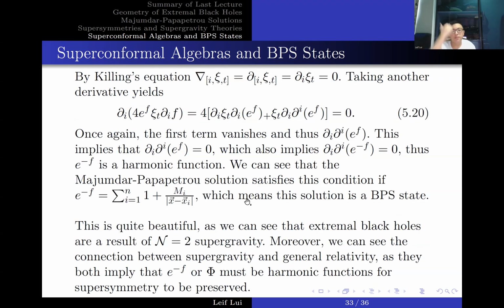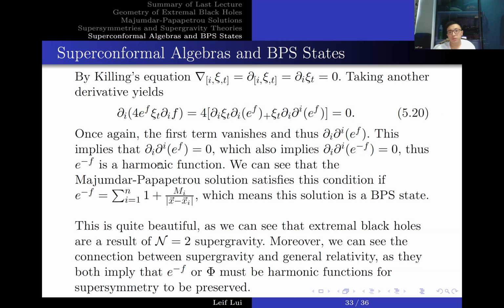By taking another partial derivative with respect to i, we obtain the following equation. We can see that the first term in this equation vanishes because once again, we have this term here, partial i psi t, is equal to 0. So hence this whole term is 0, and this implies that this function here is equal to 0.